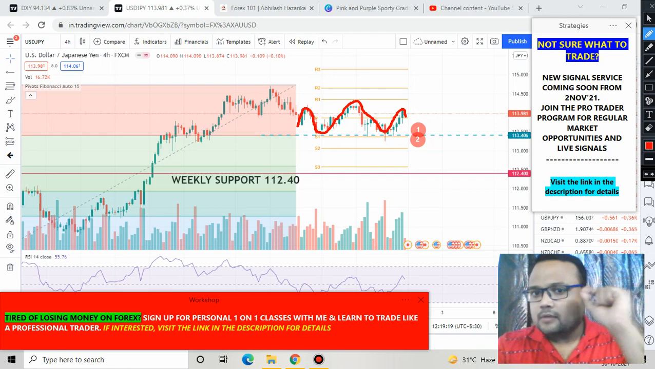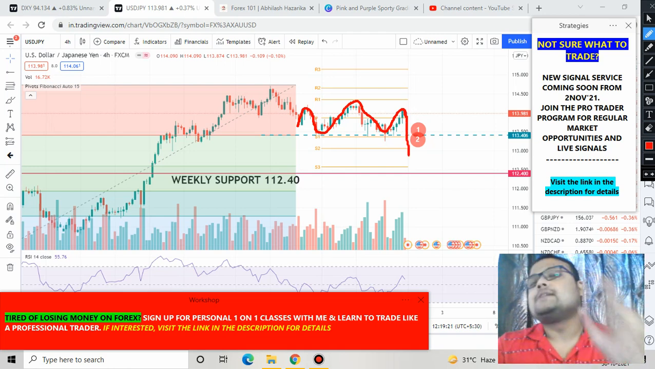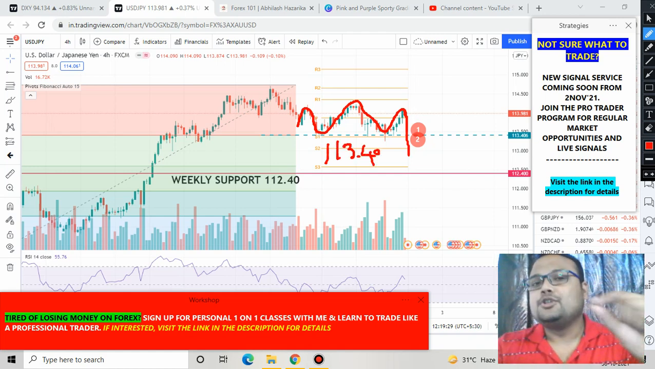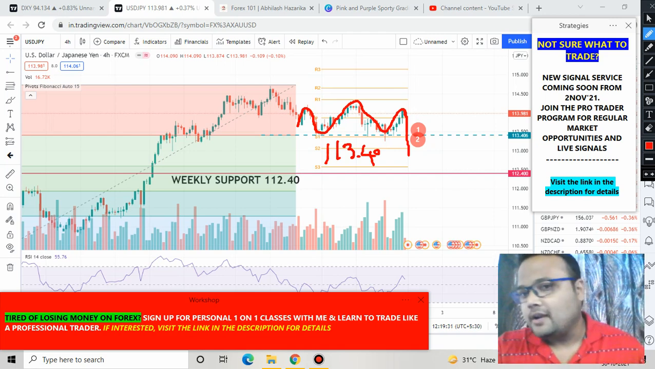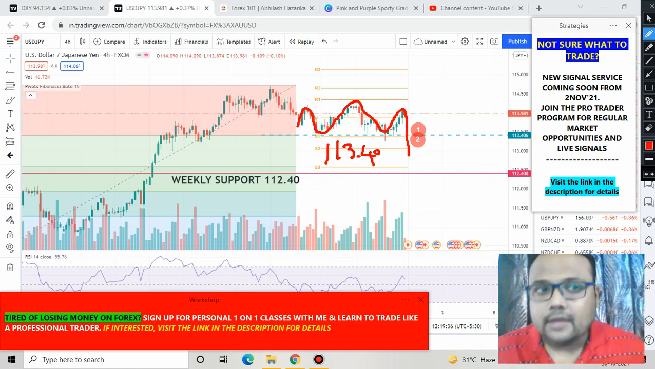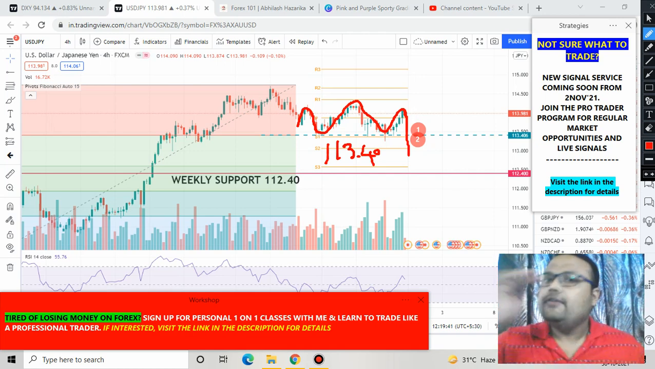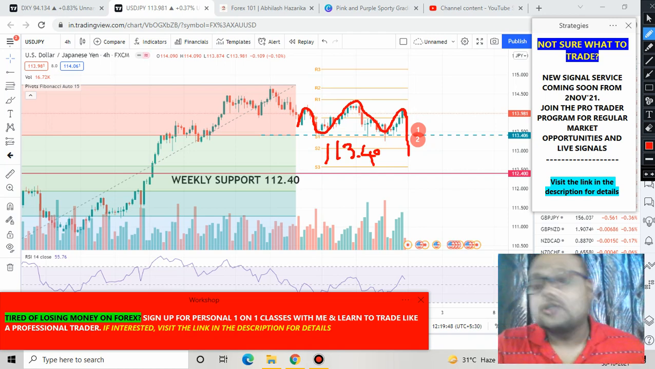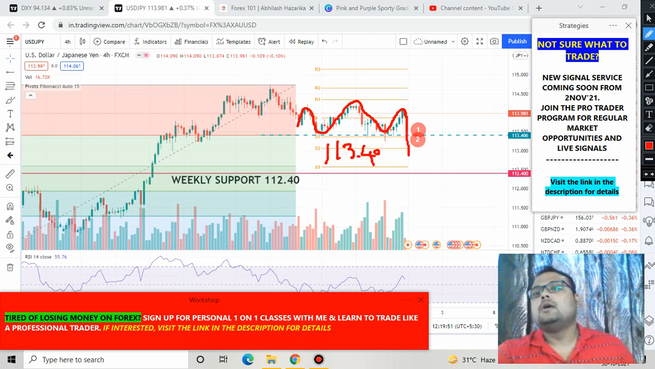So if market comes down and breaks the support, yes, if market breaks the support 113.40, you can take a sell position below 113.40. So for the chart of USD JPY, 113.40 is a very crucial level. If it bounces from it, we can go for a buy, and if it breaks down the level and goes down, then obviously we can take a sell position below 113.40. So observe the market carefully at 113.40.